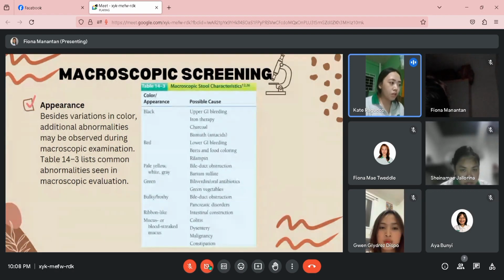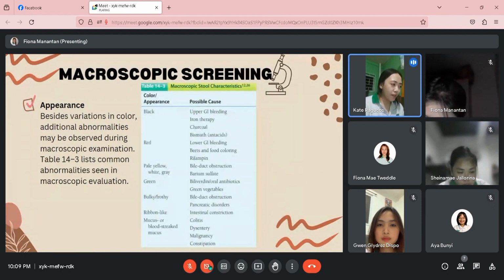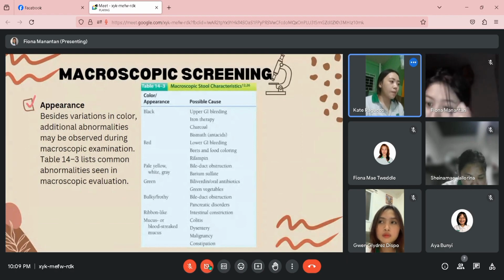bile duct obstruction or barium sulfate. The possible cause of green stool may be biliverdin, oral antibiotics, or green vegetables. A possible cause for bulky or frothy appearance of stool may be bile duct obstruction or pancreatic disorders. And the possible cause of ribbon-like appearance of stool may be intestinal constriction.